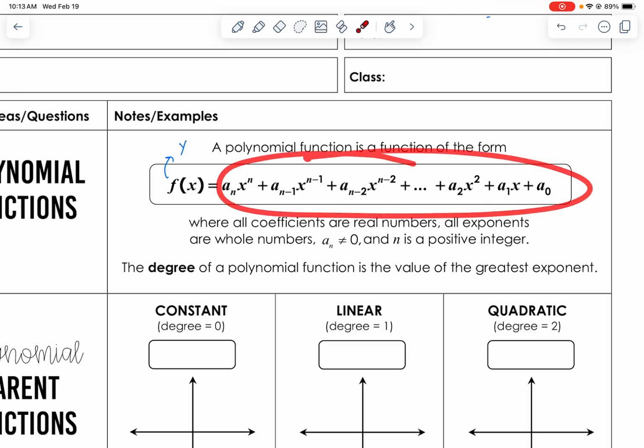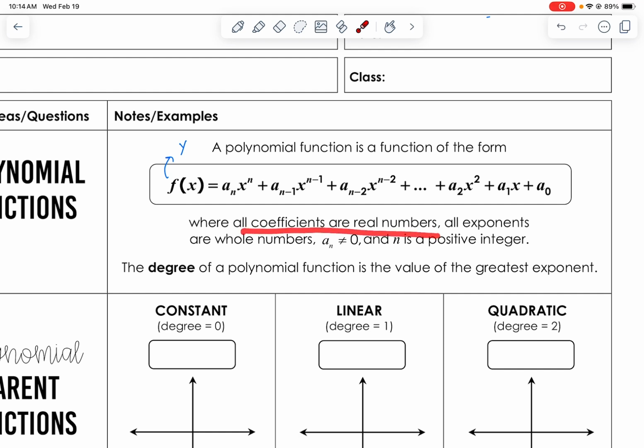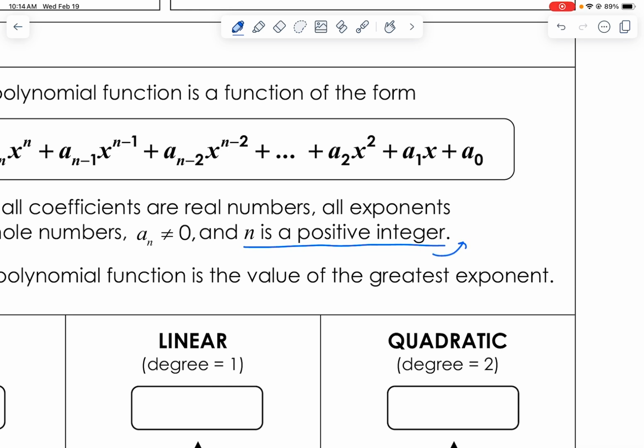And it's written in this form, but we have seen examples of these, and I'll give you one in just a moment. But here, a polynomial is where all coefficients are real numbers, all the exponents are whole numbers, and n is a positive integer. So notice here, the n is referring to the exponent. So here we gotta make sure the exponents are positive, and they cannot be negative.